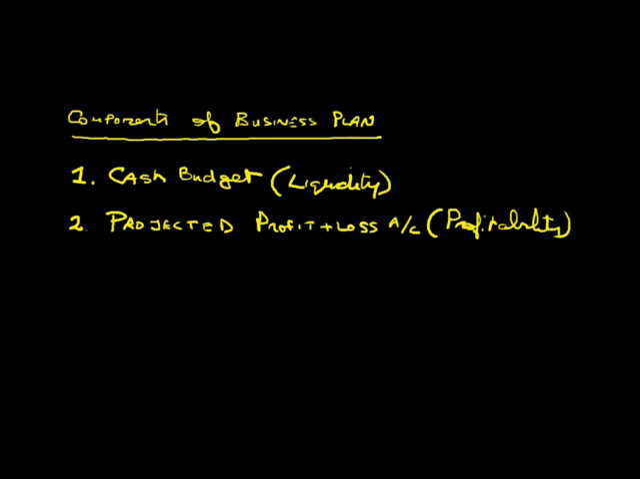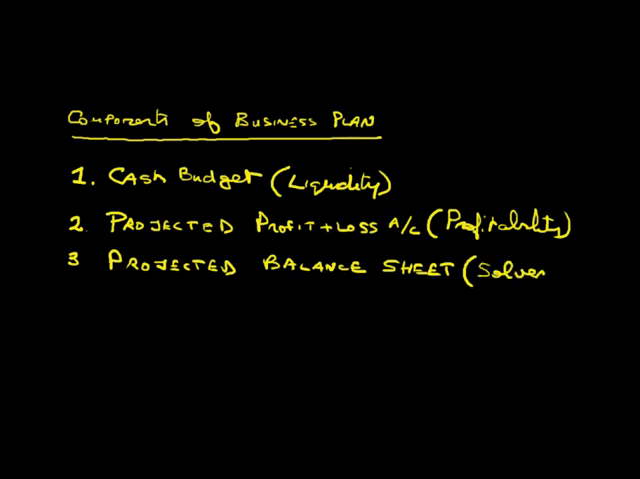And the third part of our business plan that we're going to do is another projected document, and this time it's going to be a projected balance sheet. So we're going to learn a lot about accounting in this as well, because these are accounting ideas. But again, a projected balance sheet is very similar to an accounting type balance sheet about the past, except this time it's projected into the future. And this part of our business plan will tell us about the solvency of the business. So there are our three components of the business plan.